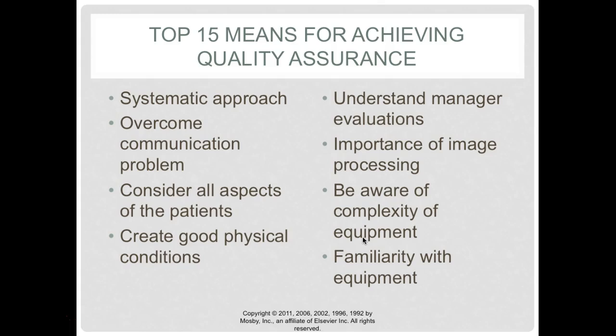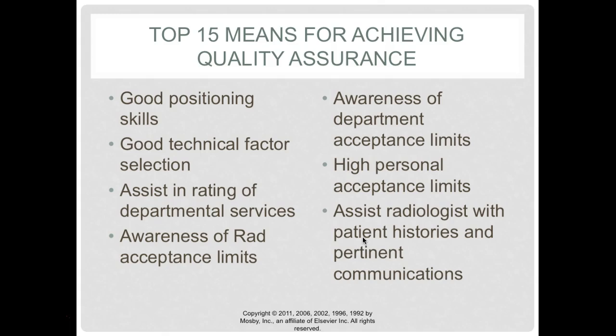Okay, so 15 means for achieving quality assurance. A systemic approach, overcoming communication problems, consider all aspects of the patient, create good physical conditions, understand manager evaluations, importance of image processing, and beware of complexity of equipment. That's a fun one. And be familiar with your equipment. You need to have good positioning skills, good technical factors that you're selecting, assist in a range of department services, so you need to be well-rounded.